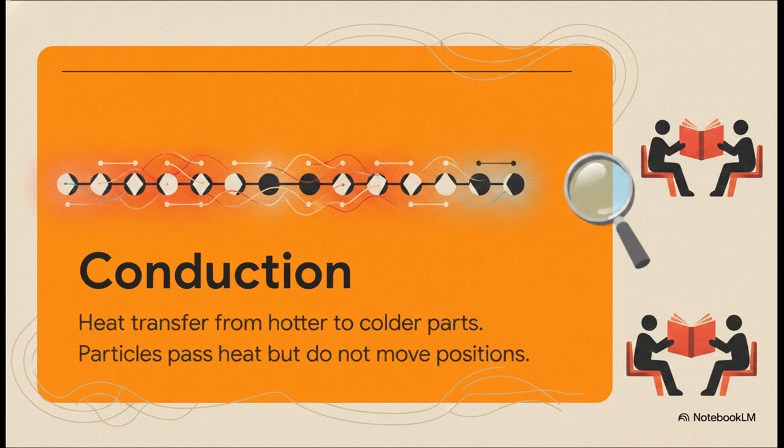Let's make this super simple. Imagine you're sitting in a row of desks at school, and you need to pass a heavy textbook to the person at the very end of the row. You hand it to your neighbor, they hand it to the next person, and so on. The book, which is our heat in this analogy, travels all the way down the line. But you and your classmates, the particles, you stay seated exactly where you are.